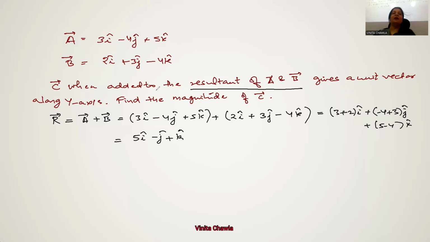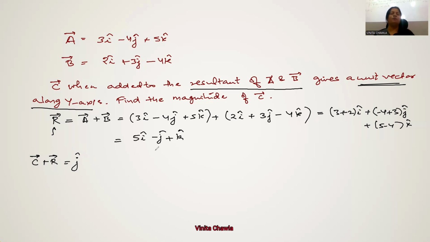Now vector C when added to the resultant of A and B. So this is the resultant of A and B. Now we have to add vector C to it. Vector C when added to the resultant of vector A and B gives a unit vector along y-axis. How do we represent it? Unit vector along y-axis is represented by j cap. This is equal to j cap, right? Unit vector along y-axis is nothing but j cap.